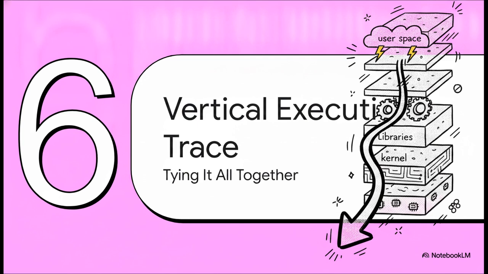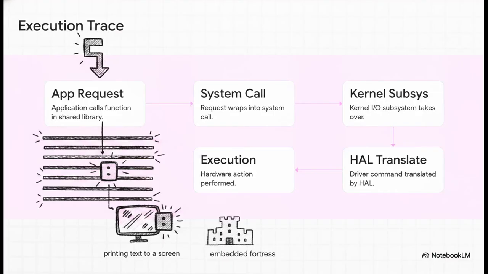Part 6. The vertical execution trace, where we tie it all together. For our grand finale here, let's watch all of these architectural layers fire off in rapid sequence. When you tell an app to do something super basic, like printing text to a screen, it is not just one simple action. That data literally plummets vertically down through 5 distinct, fully isolated layers of our embedded fortress.